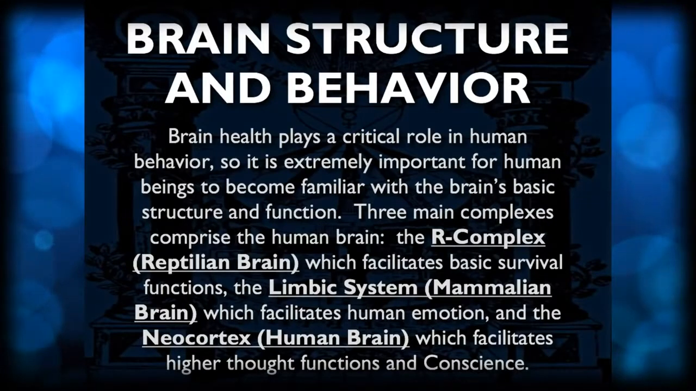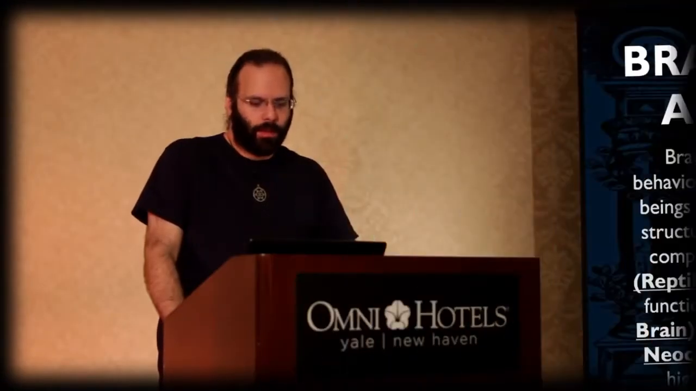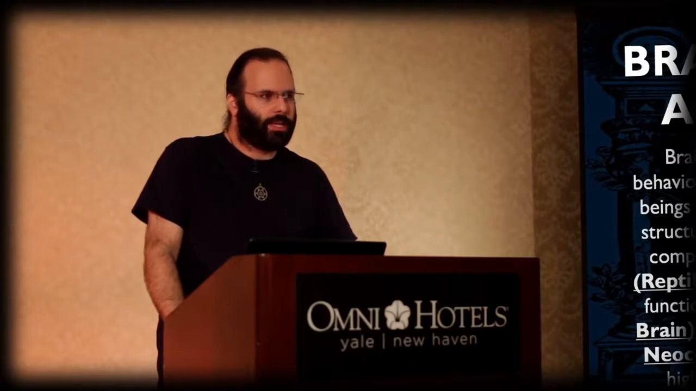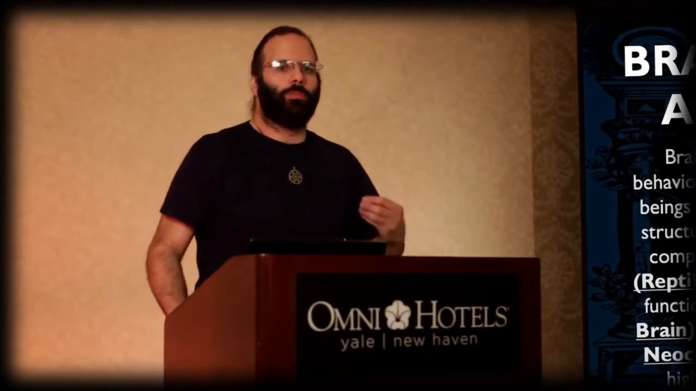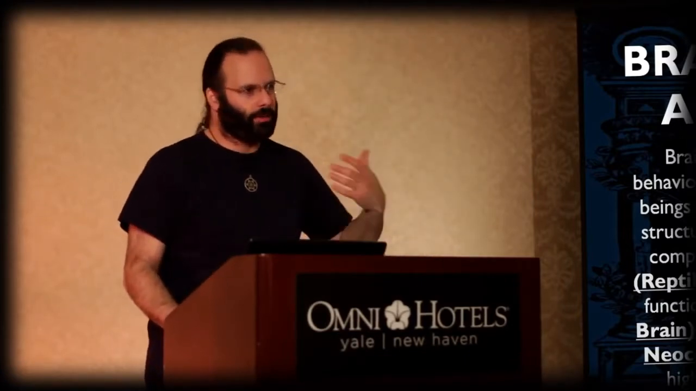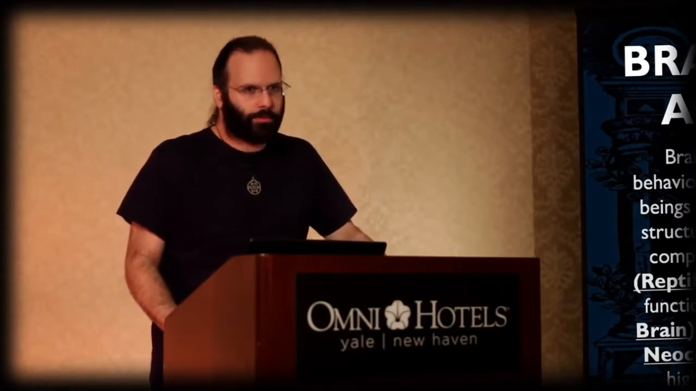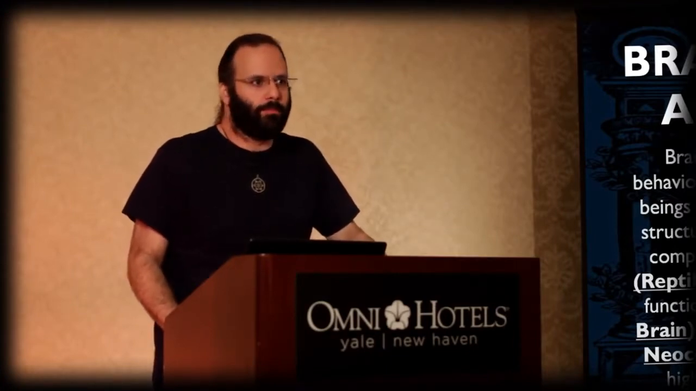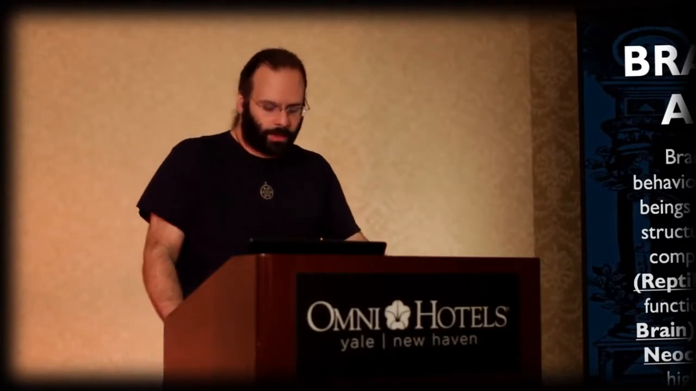The second part of the brain is above the R complex. This is called the limbic system. It's also known as the mammal brain, the mammalian brain. This part of the brain facilitates human emotions, and it makes human emotion possible to be felt in the physiology. It does this by releasing what's known as neuropeptides into the bloodstream through different glands that comprise the limbic brain, or what's also called the midbrain.